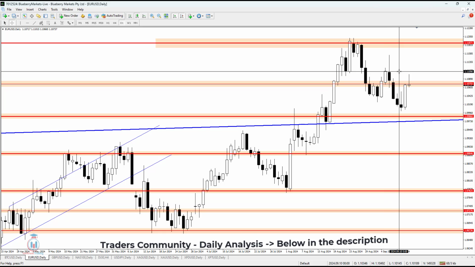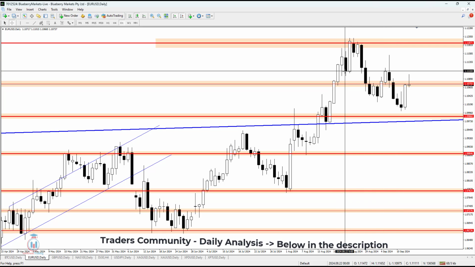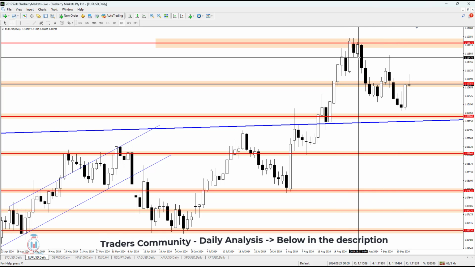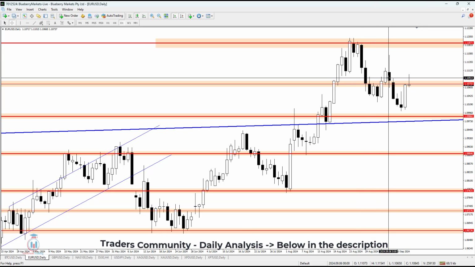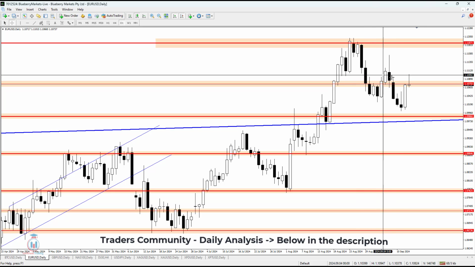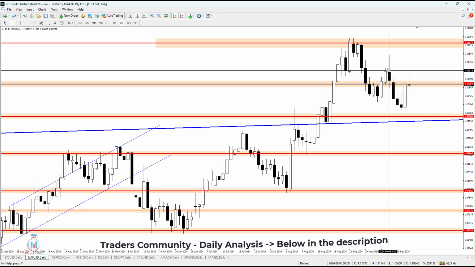But the next resistance level where the price will stop is somewhere here, and also this one here, which I will also share with the details with the traders inside the community of traders. The link will be below in the description.